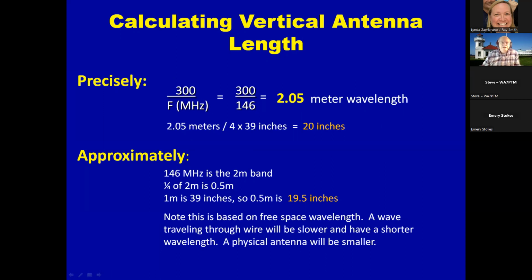Another way to look at this is 146 megahertz is on the 2 meter band. Half of 2 meters is half a meter. A meter is 39 inches. So that is 19 and a half. And again, remember, that's the theoretical length, but there's that velocity factor. It's going to be a little bit shorter. So the reality is about 19 and a half inches is about right.